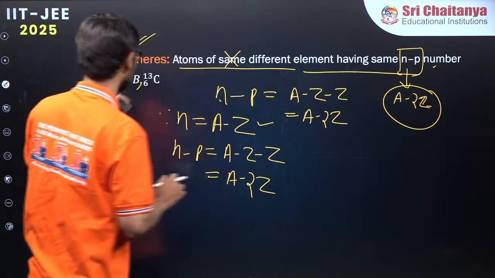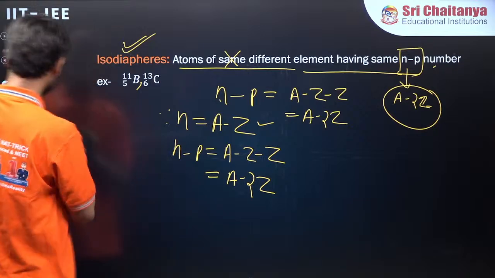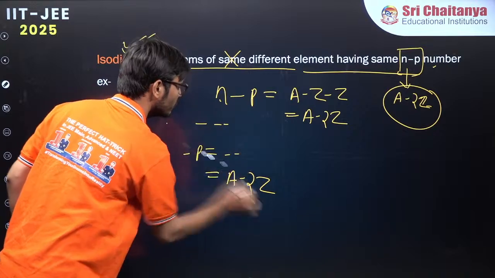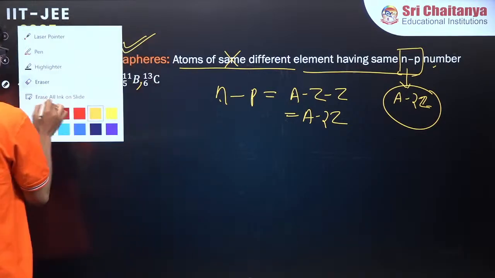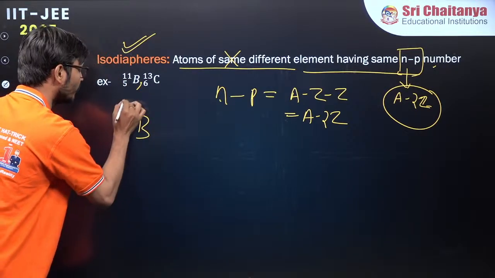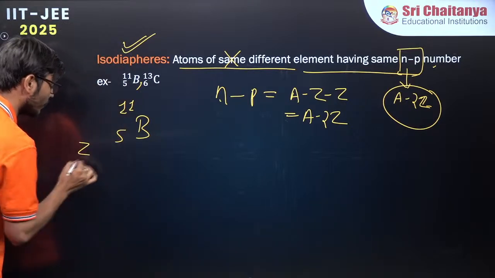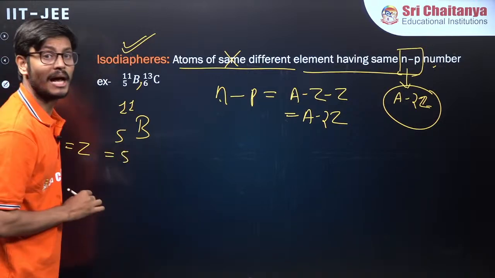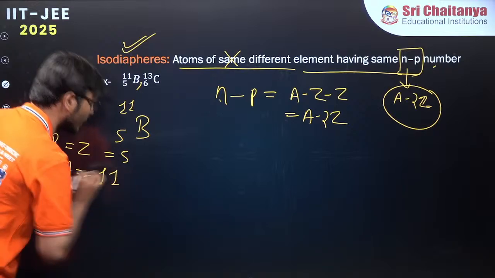Now let us come to the example. Let us talk about example now. So boron, atomic number 5, mass number 11. So let me write each and everything. What is atomic number? Number of proton, which is equal to 5. Very good. What is mass number? Mass number is equal to 11.